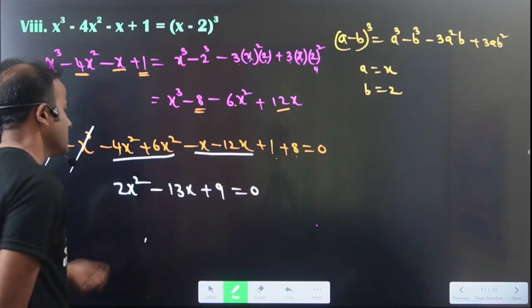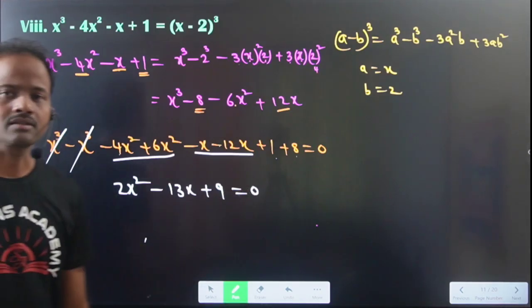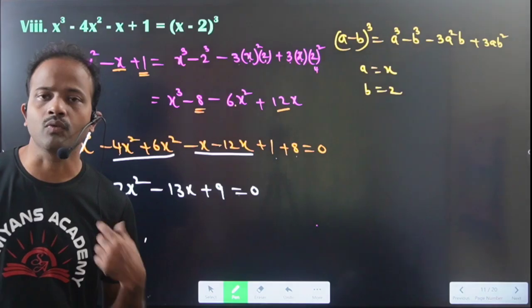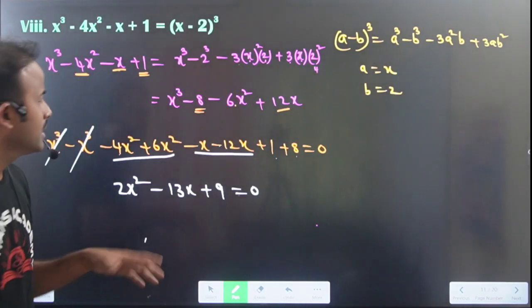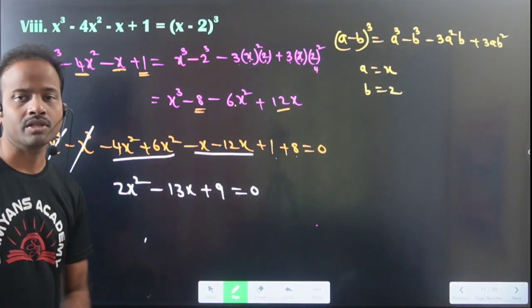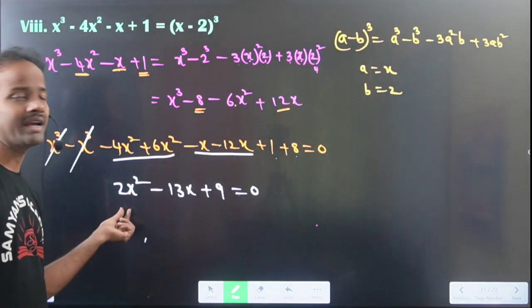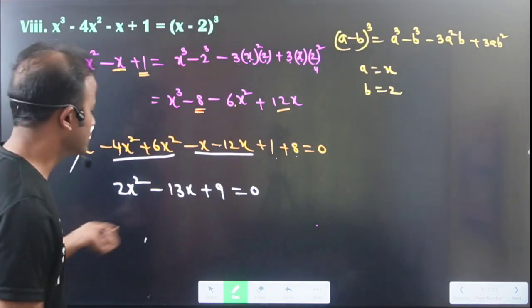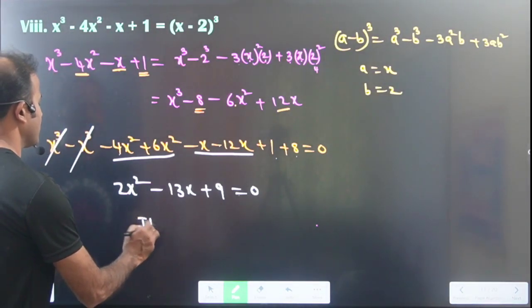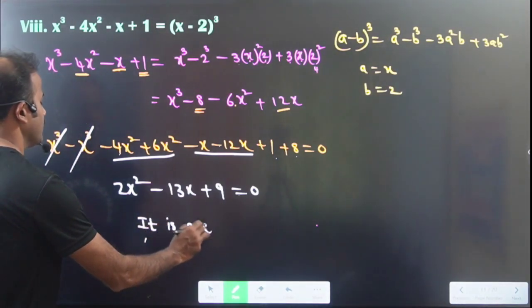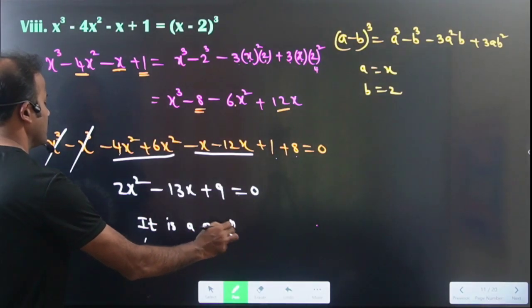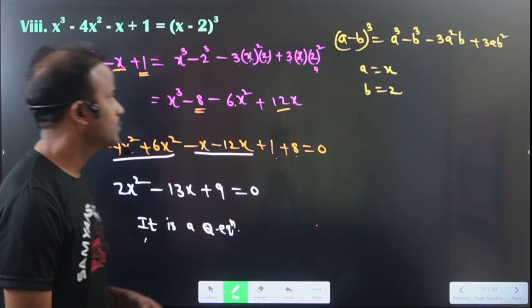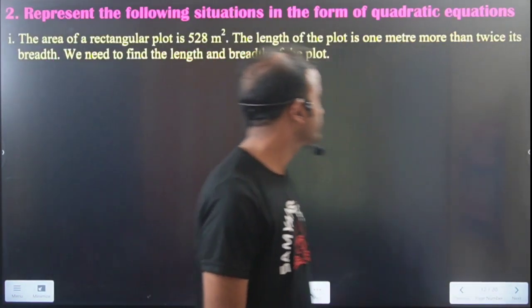Can you tell, is it a quadratic equation or not? Yes, it is a quadratic equation. So why is it a quadratic equation ante em cheptaru? It is in the form of ax square plus bx plus c equals 0, and also here the highest power of the variable is 2 and the degree of the polynomial is 2 here. So therefore it is a quadratic equation. Okay, and move on to the next question.